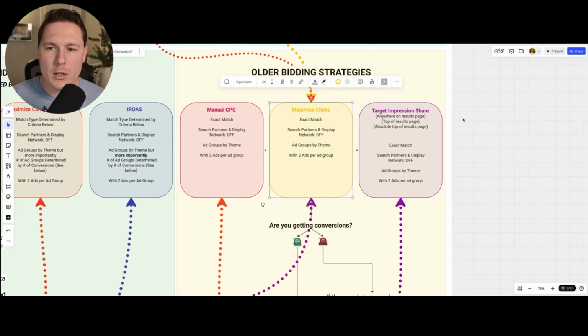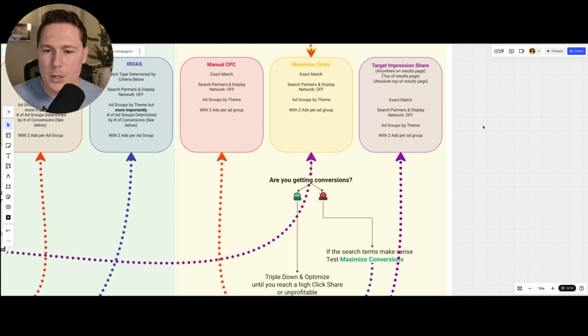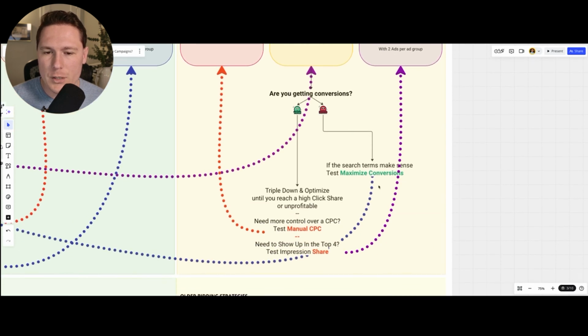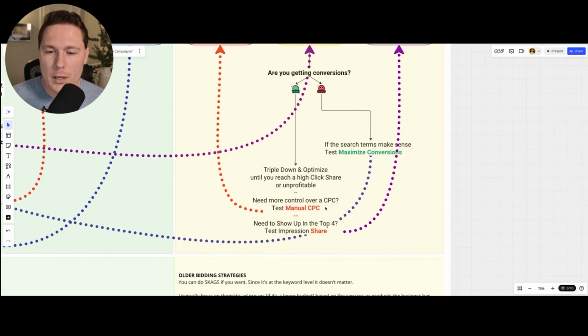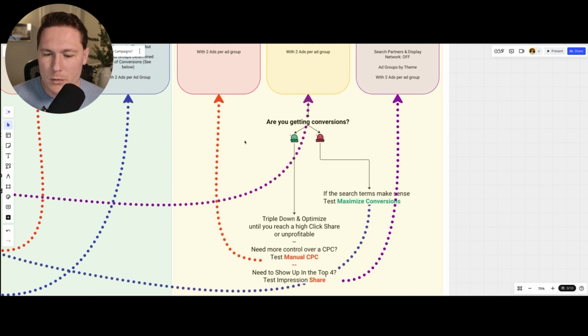When it comes to maximize clicks, don't set a top CPC limit on it yet. Just let it run. And if you're seeing a pattern of CPCs over a certain amount, just not really converting at an efficient level, then you can set a CPC limit. But make sure that you monitor the spend coming through as you go on. So again, if you're getting conversions, then triple down on that until you reach a high click share or you're unprofitable. And if you need more control over the CPCs, then you can test Manual CPC.